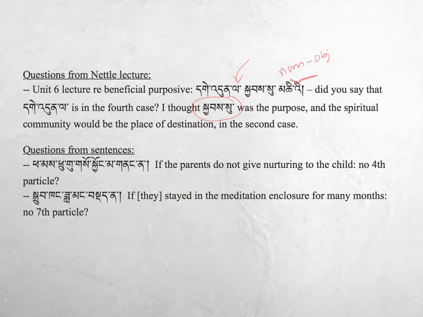And then as for these two questions from the Nettle sentences, no fourth particle and no seventh particle, you're correctly noticing that the particles you might expect in these examples are missing from these sentences. And the reason for that is that natural classical Tibetan simply omits many of the particles you might expect. So I'm sorry to reveal that. It makes it very difficult to read Tibetan, but the sentences that are presented in Joe Wilson's book as paradigm sentences are kind of exemplary sentences that would rarely be seen in real classical Tibetan writing.